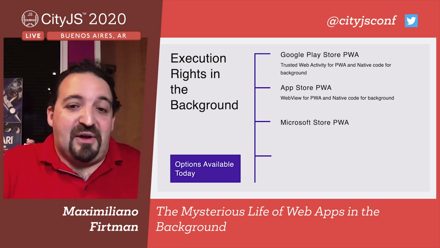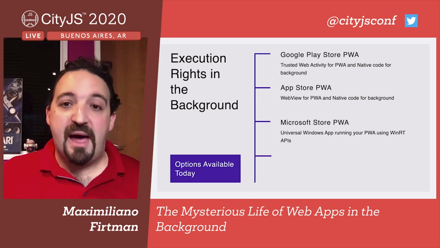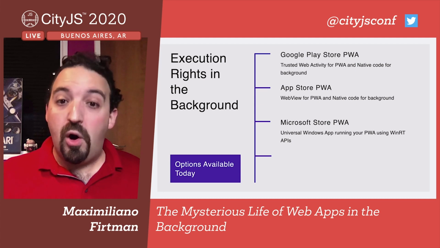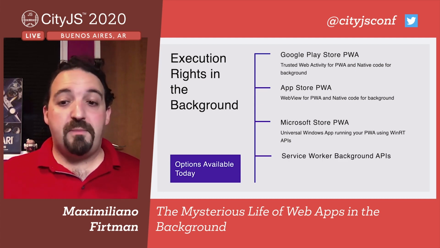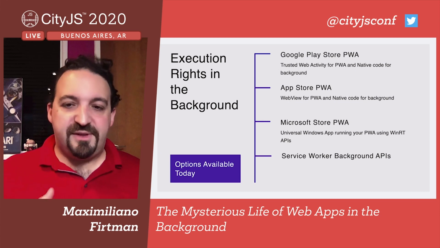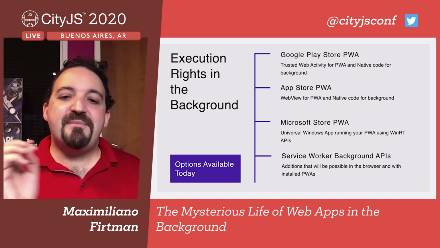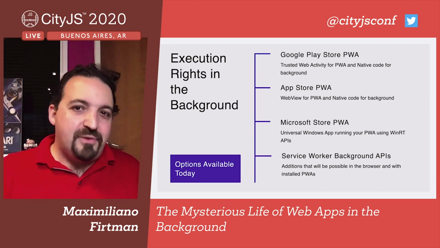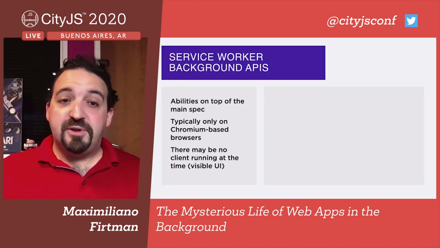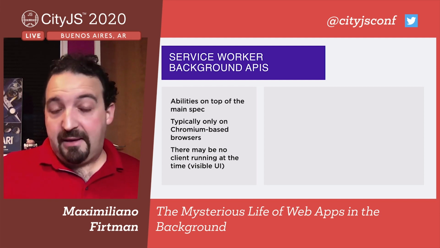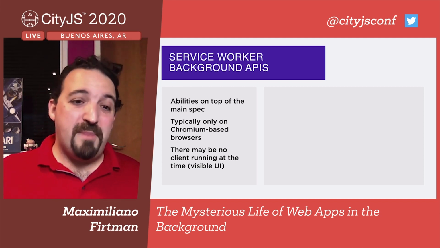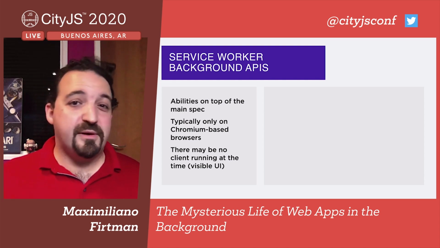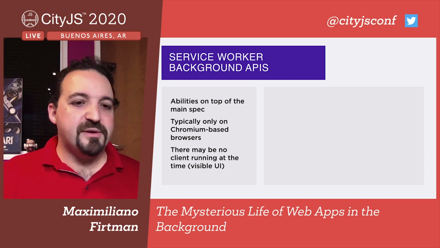Something similar for Windows. On the Microsoft Store, you create a universal Windows app that will use APIs that will let you execute code in the background. Or you can use Service Worker background APIs. If you don't want the store, you still want to execute this in the browser, there are some additional APIs available at the Service Worker scenario or around the Service Worker scenario. So these options are abilities on top of the main spec. They're typically today only on Chromium-based browsers: Google Chrome, Microsoft Edge, Samsung Internet Browser, Brave sometimes. It depends on the browser.